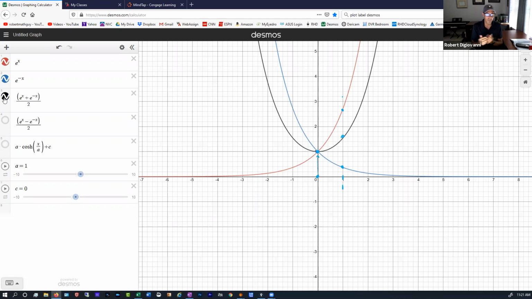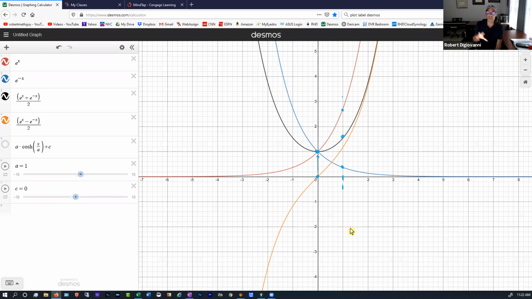Now, remember how I said we take the two functions and add them and divide by 2? What if we take the e to the x, subtract the e to the negative x, and divide by 2? That again occurs a lot in different applications. When we graph that, we get this orangish looking function, and that one is our hyperbolic sine function. And then the hyperbolic tangent would just be the ratio, hyperbolic sine over hyperbolic cosine. And then the other three would be all the reciprocals.